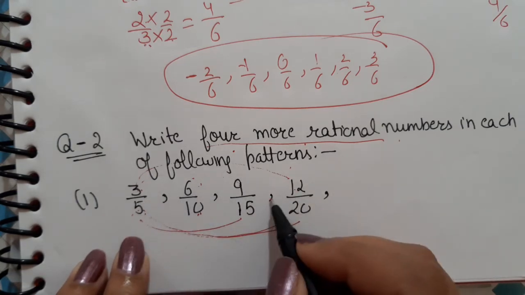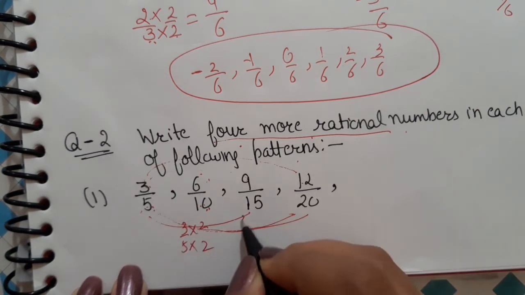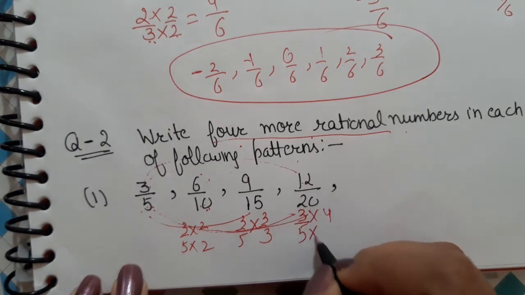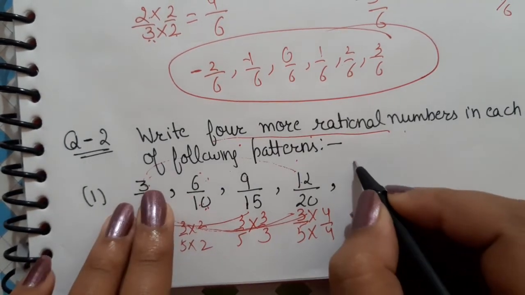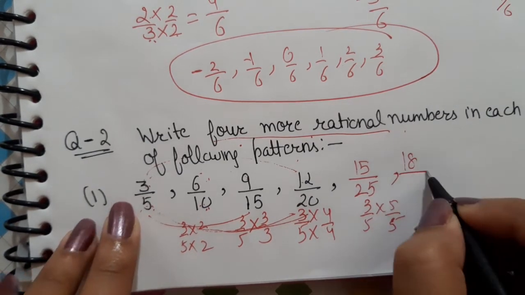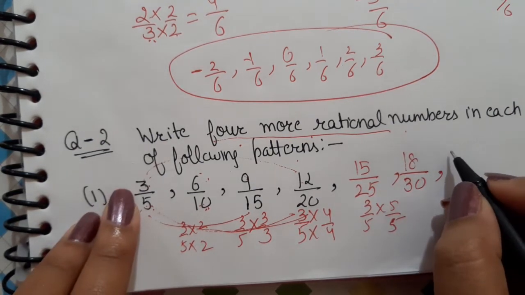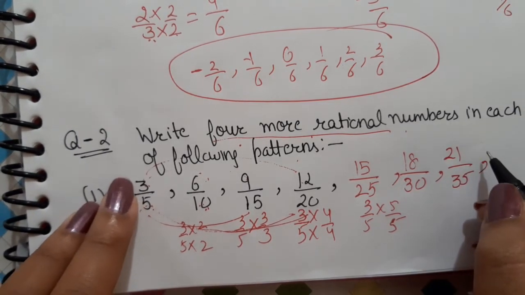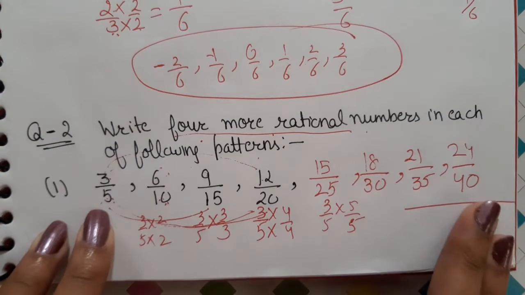They are multiplying the numbers by the same number. Here 3 upon 5 is multiplied by 2 upon 2. Here 3 upon 5 is multiplied by 3 upon 3. 3 upon 5 is multiplied by 4 upon 4. Now the next number will be 3 upon 5 multiplied by 5 upon 5. You will get 3 5s are 15, 5 5s are 25. Multiplied by 6, 3 6s are 18, 5 6s are 30. Now multiply by 7. 7 3s are 21, 7 5s are 35. Now multiply both the numbers by 8. 8 3s are 24, 8 5s are 40. This is how you will write the 4 next rational numbers.